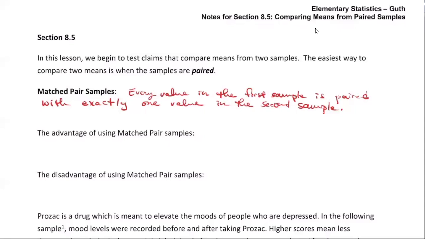Right, so we're working on 8.5, where we test means from 2 paired samples. As I said, the easiest way to compare means is when the samples are paired, and we've got our definition here. Paired samples, where every value in the first sample is paired with exactly 1 value in the second sample.